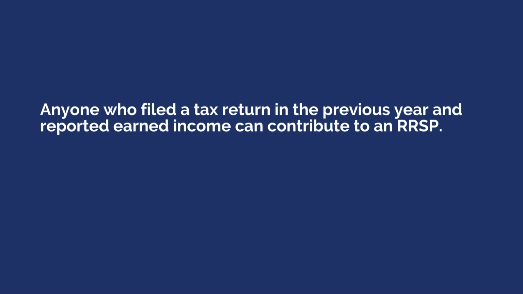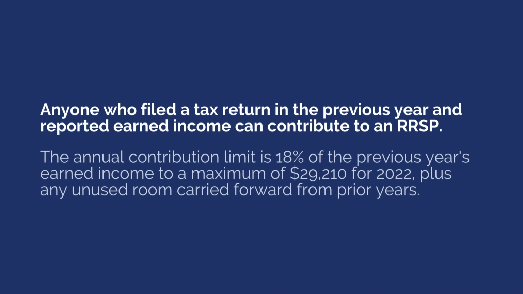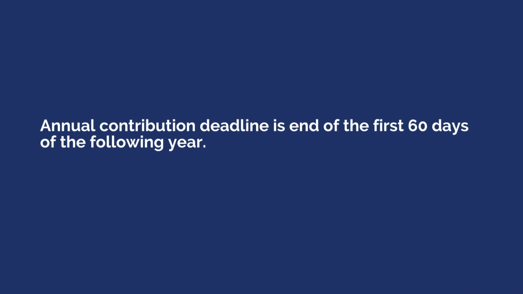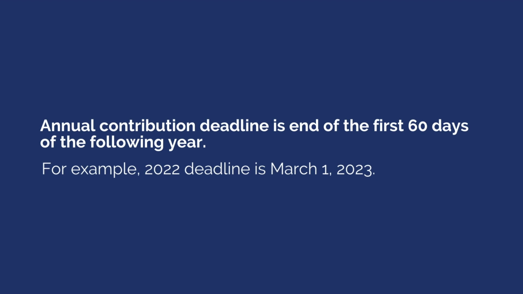Making contributions. So anyone who filed a tax return the previous year and reported earned income can contribute to an RRSP. So for example, the annual contribution limit is 18% of the previous year's earned income to a maximum of $29,210 for 2022, plus any unused contribution carry forward from prior years. The annual contribution deadline is the end of the first 60 days of the following year. So for example, the 2022 deadline is actually March 1st, 2023. You can contribute to your RRSP up until December 31st of the year that you turn 71. And if you have a spousal RRSP, you can contribute to that RRSP up until December 31 of the year that your spouse or your common law partner turns 71.